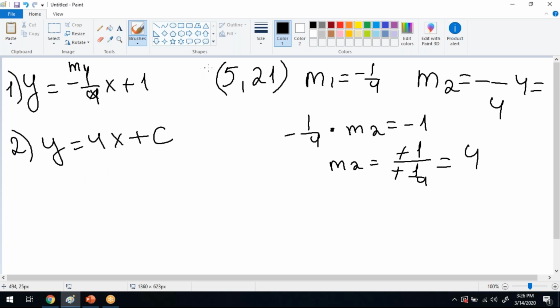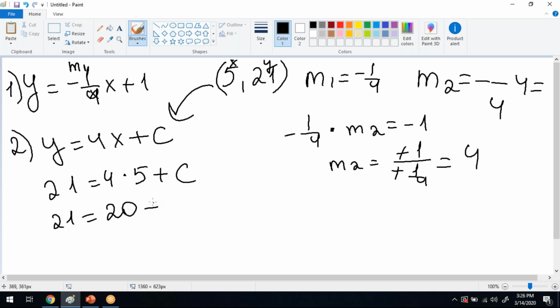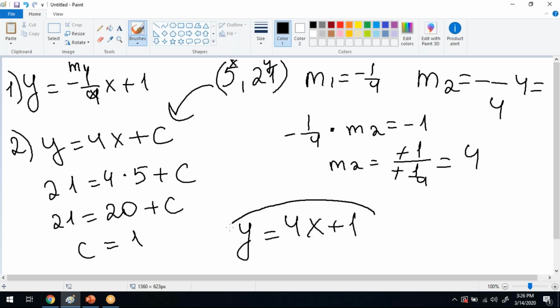So in order to find the line, I just have to plug in this point here because I know that it passes through this point. So this is my x, this is my y. So 21 equals 4 times 5 plus c. So 21 equals 20 plus c. C is 1. So y equals 4x plus 1.